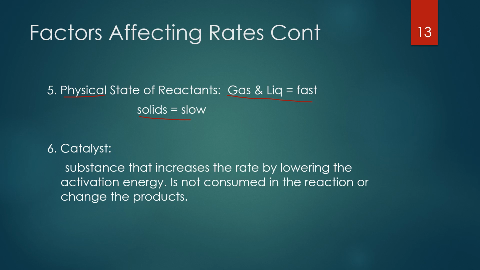Now this last factor that we're going to talk about, we're going to expand upon: a catalyst. So this is something we haven't heard of before. A catalyst is a substance that's going to increase the rate of the reaction. So it's going to make the reaction happen faster, and it does this by lowering the activation energy, that E sub A that we were looking at in all of those reaction coordinate diagrams. Now what's special about a catalyst is it's not consumed in the reaction, and it doesn't change the products.